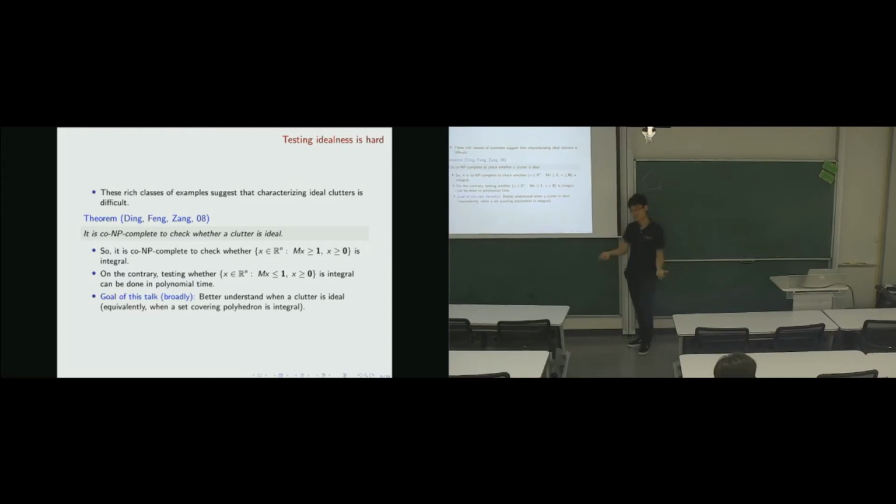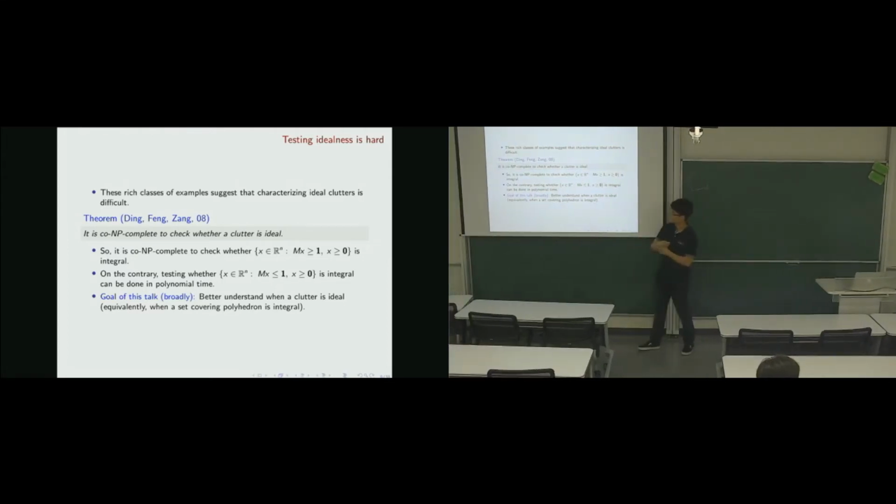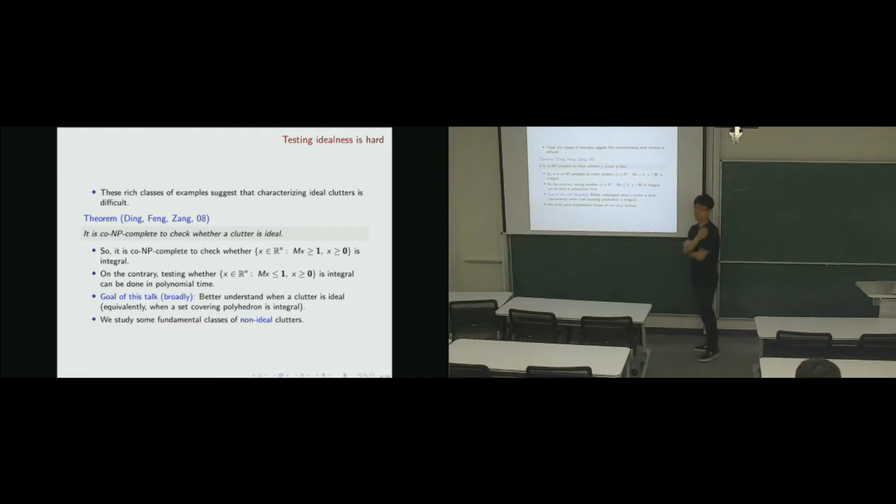And the goal of this talk, so even though it's hard to completely understand when a clutter is ideal, the goal of this talk is to better understand when a clutter is ideal, broadly. Okay. To do that, my approach will be to understand what is non-ideal in order to understand what is ideal. Okay. Is it obvious to write this is co-NP?